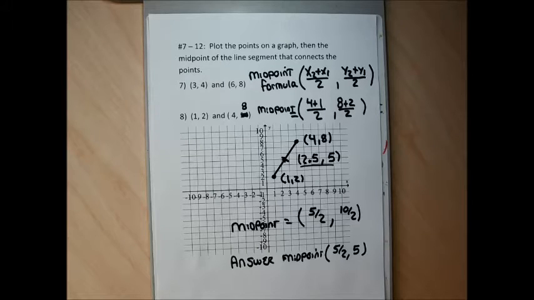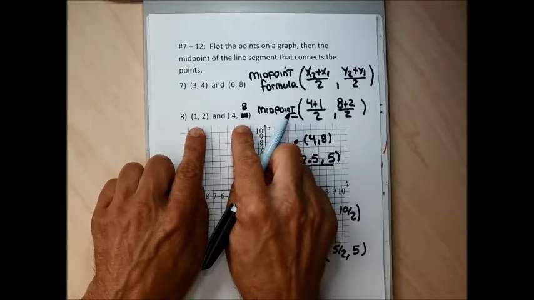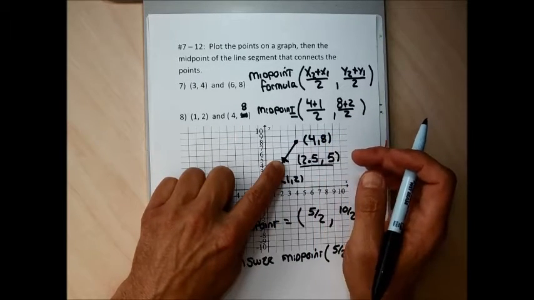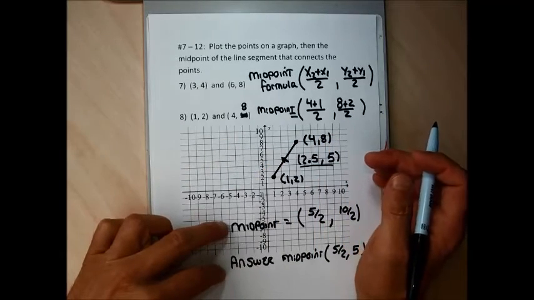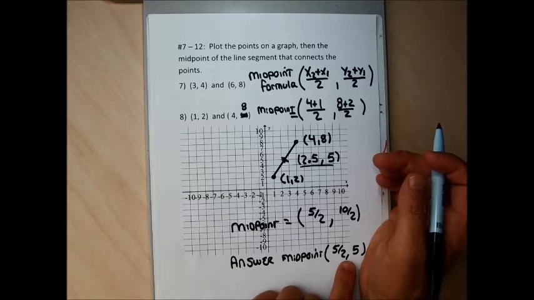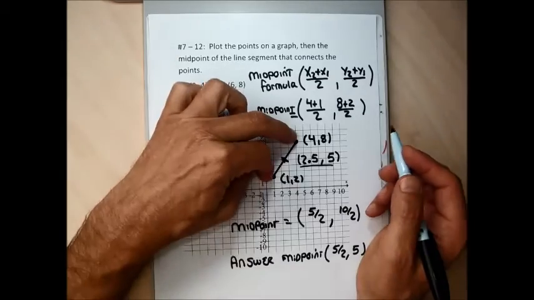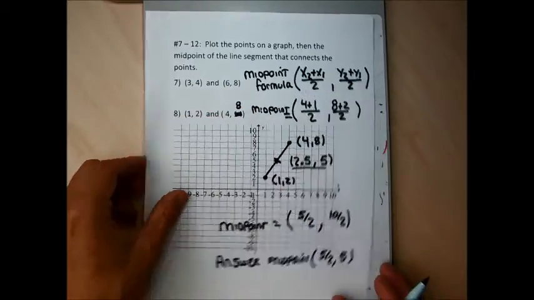So for each of the problems 7, 8, 9, 10, 11, and 12, I'm going to do exactly that. I'm going to plot the 2 points and try to guess what the midpoint is, and then I'm going to confirm it by graphing. My answer needs to say what the midpoint is, needs to identify that midpoint, and it'd be nice to have it plotted on the graph.